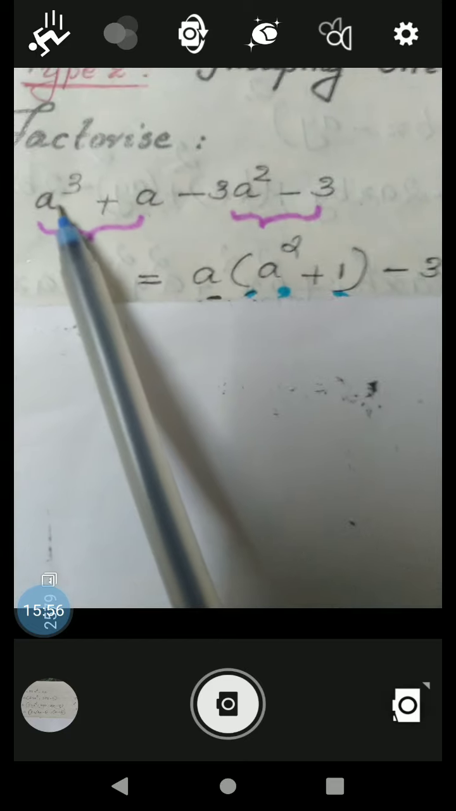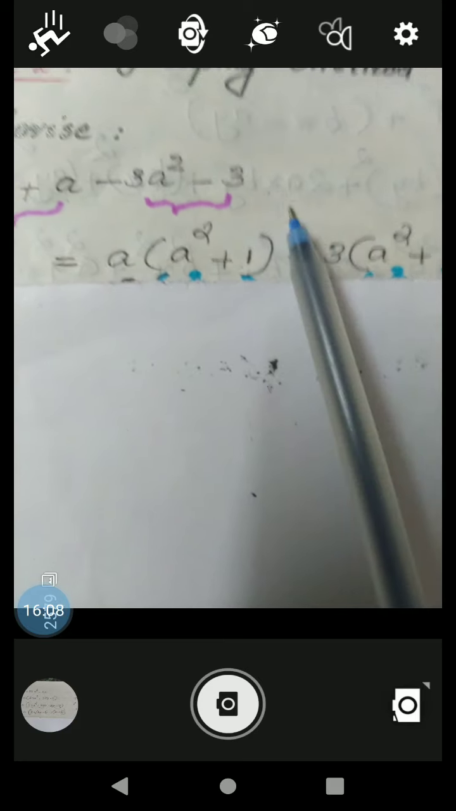Now two groups are there, 1 and 2. Then factorize each group. That is the second step. Factorize each group. You can see here one common factor A. When we take that A outside, we get A into, the remaining is A square plus 1. Here also you can take minus 3 outside. Becomes A square plus 1.